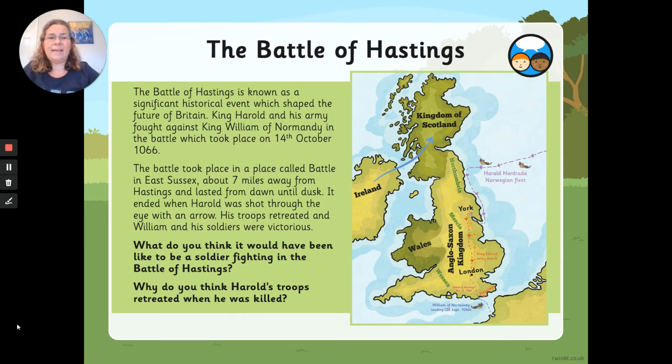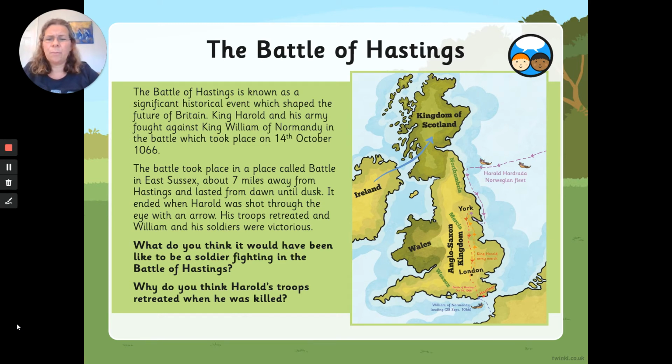The Battle of Hastings is known as a significant historical event which shaped the future of Britain. King Harold and his army fought against King William of Normandy in the battle which took place on the 14th of October 1066, a very important date to remember. The battle took place in a place called Battle in East Sussex, about 7 miles away from Hastings, and lasted from dawn until dusk. It ended when Harold was shot through the eye with an arrow. His troops retreated, and William and his soldiers were victorious.